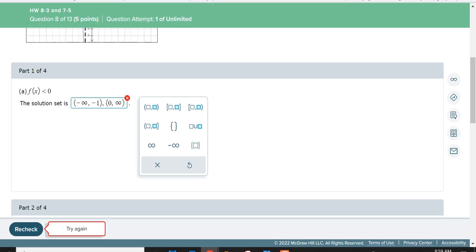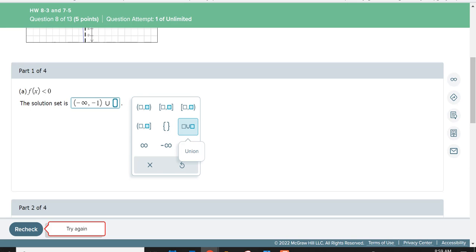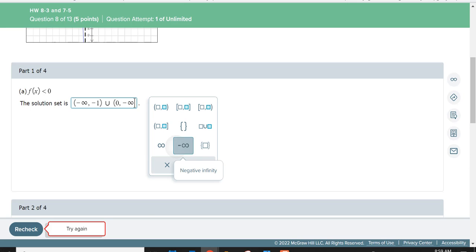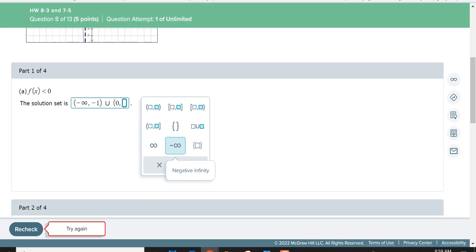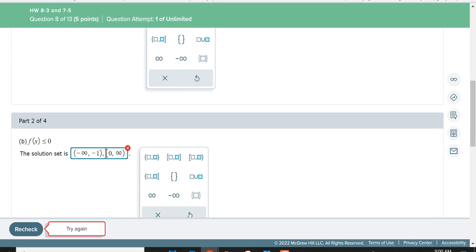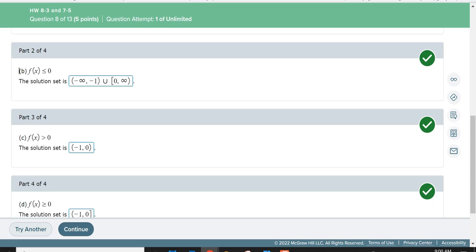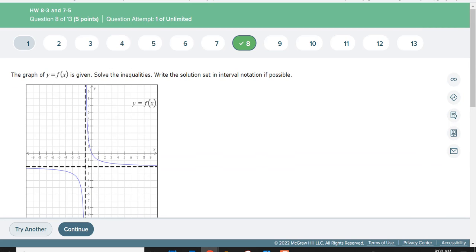Now I can check. All right, it doesn't like how I entered it. Oh, I see why it doesn't like that. There's the union that I needed. And then I want to go from 0 to infinity. All right, in part 2, I needed to use that union. So now check. Good. All right, let's continue on to number 9.